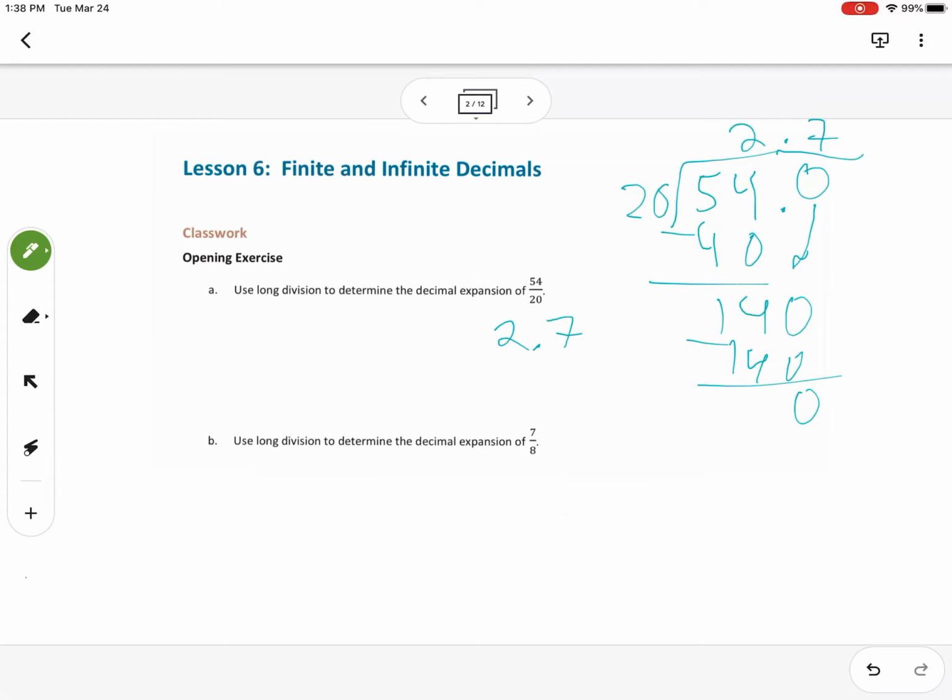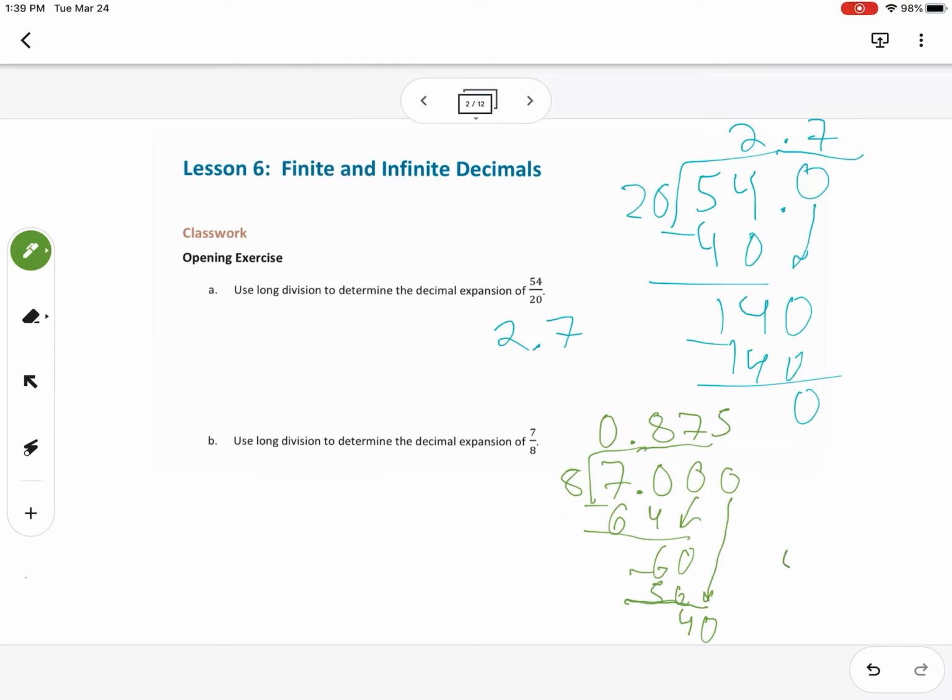All right, part B, 7 divided by 8. 8 does not go into 7, but 8 does go into 70. Moving forward, 8 goes into 67 times. Gets me 4. And 8 goes into 40 5 times, and I'll move my work to the side. 40 minus 40 is 0. So I know my answer is 0.875. That also stopped, it terminated, so that is also a finite number.